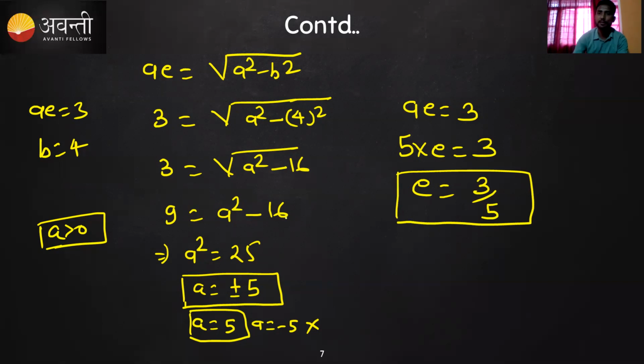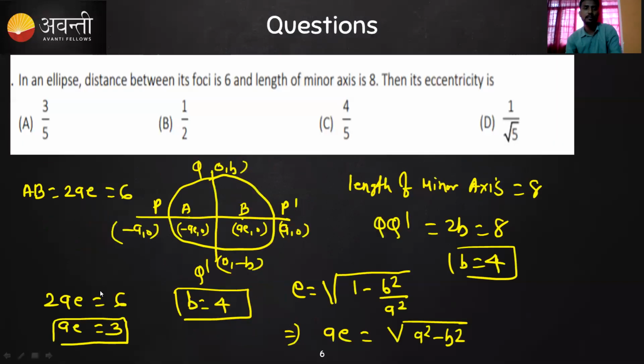I hope it is clear to everyone. So what we have done: we were given two things, 2ae, written in language form, and we have converted it into mathematical form. 2a is equal to 6, so from here a is equal to 3.